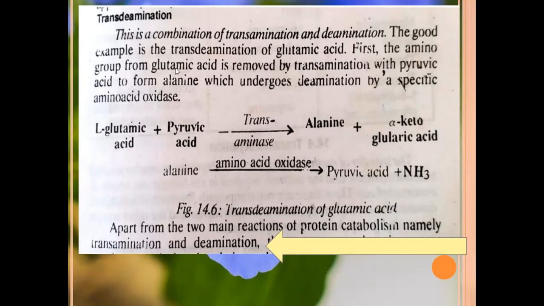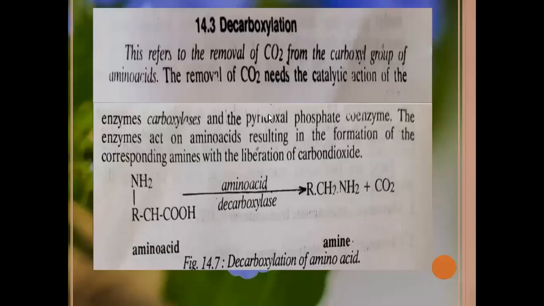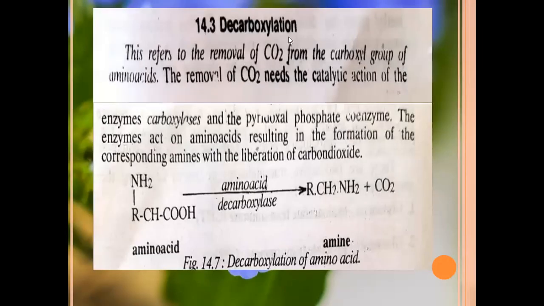So in this process, transamination will occur. Then, continuing after transamination, deamination also will occur. These two processes are combinedly called transdeamination. And next, decarboxylation. Decarboxylation means elimination or removal of carbon dioxide.